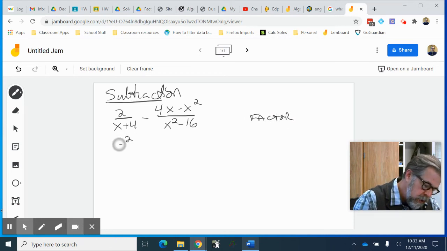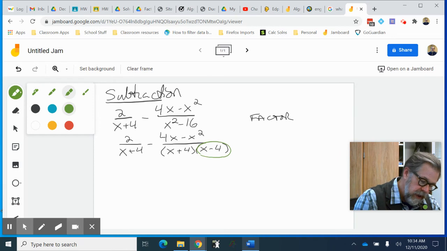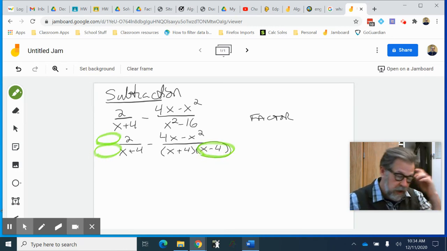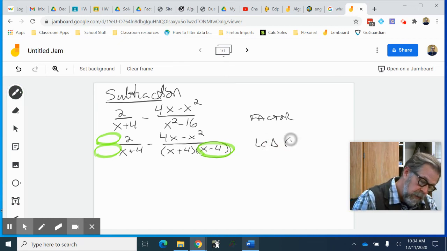We've got 2 over x plus 4 minus 4x minus x squared over x plus 4, x minus 4. Yes, this could be simplified right now, but I don't want to do it. My least common denominator, notice that I need an x minus 4 here. So I'm going to multiply this by x minus 4 over x minus 4. So my least common denominator is going to be x plus 4, x minus 4. So I'm putting an x minus 4 over here.